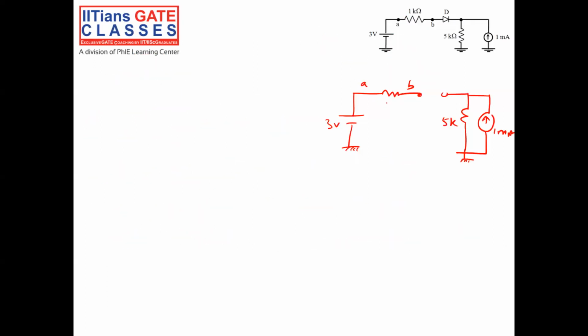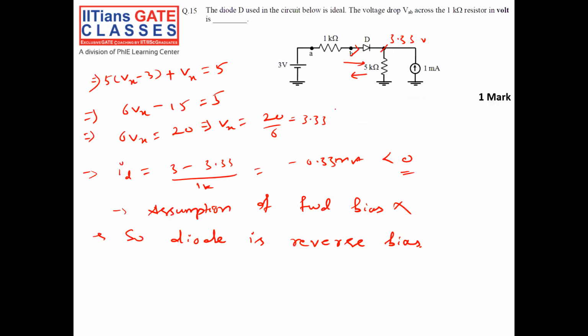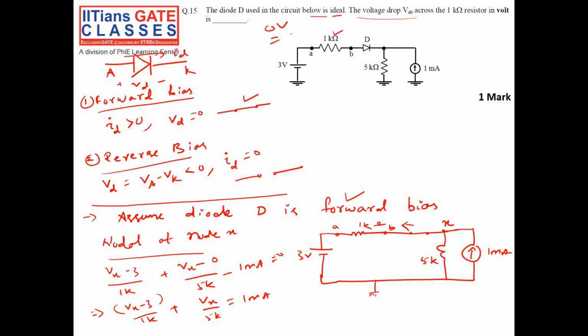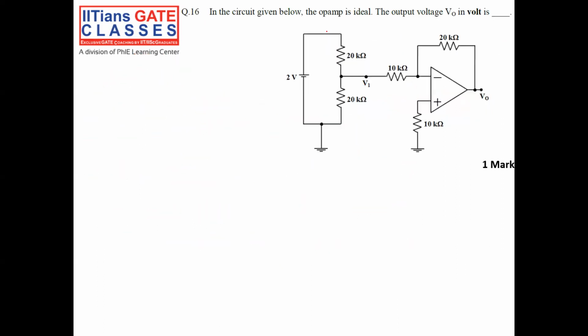Since it is open, the current through this will be 0. So ID is equal to 0. So VAB is equal to ID times the resistance of 1k, which is 0. Because the current is 0, the voltage drop across the resistor, which is VAB, is 0. So the answer should be 0 volt, because the diode is reverse biased, it's open, no current flows through the 1k resistor, so the voltage drop is equal to 0. The next question.